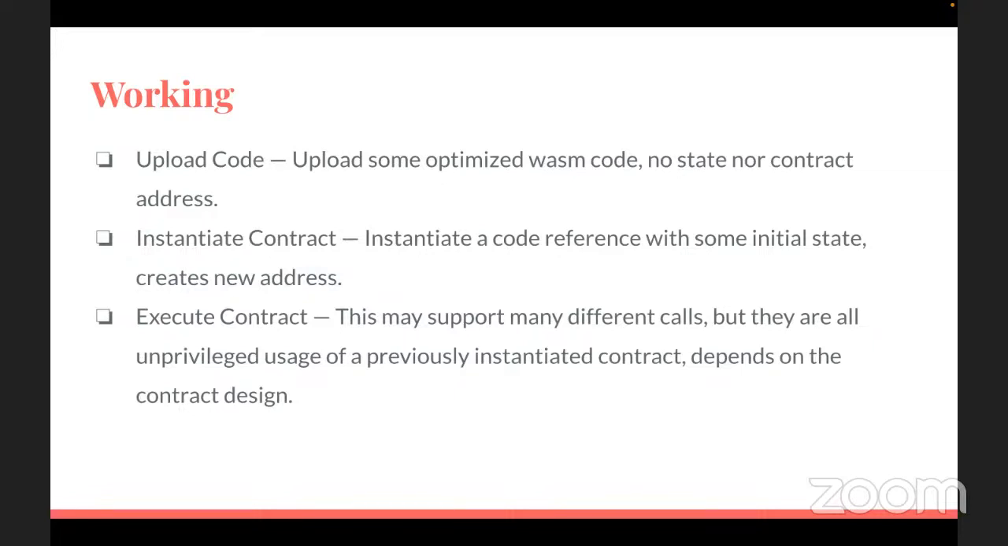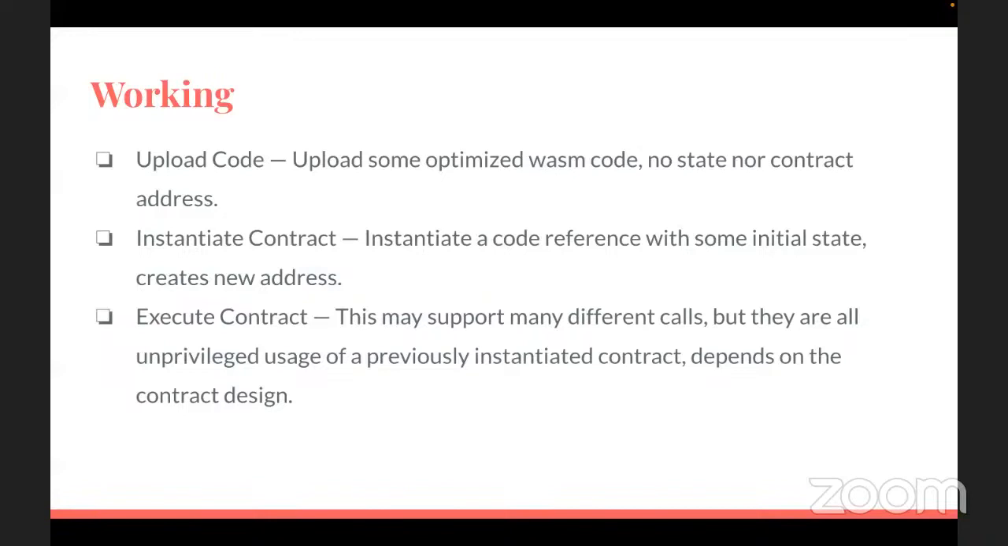Once you have written your CosmWasm code in Rust, the first thing that comes is uploading your code to the chain. This is the first functionality, code upload, where any .wasm or WebAssembly file is uploaded. Second comes instantiate contract. Once you have deployed any code, that code holds no value until some state or some values are provided to it. Instantiate contract is that step.